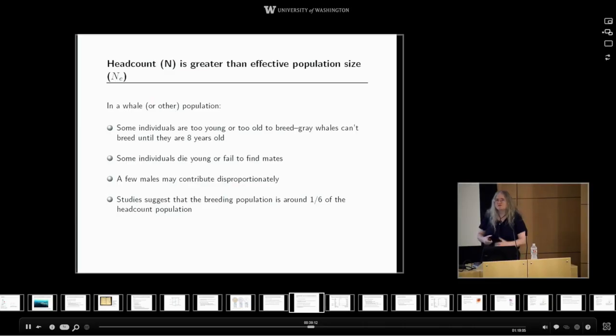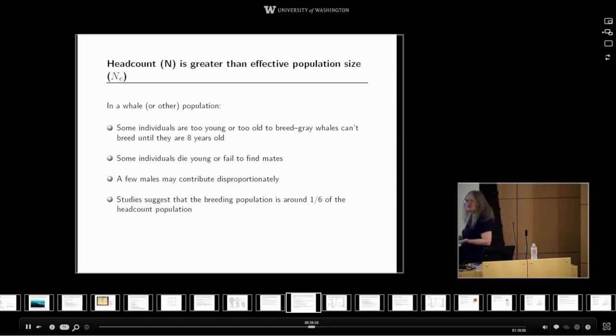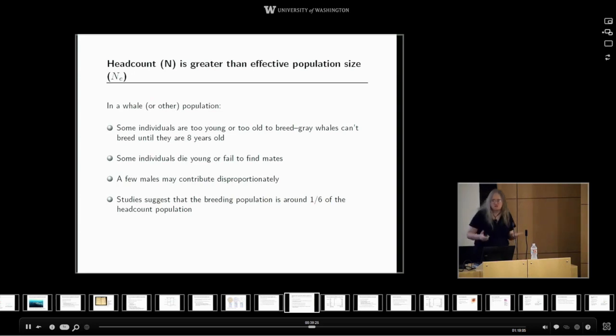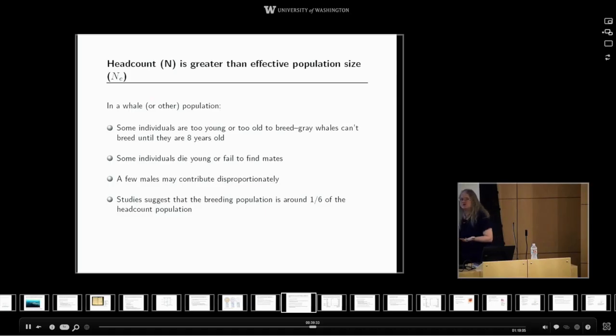Just a quick additional note on why the head count is different from the breeding population size. Well, if you go out and count whales, you're counting some individuals that are too old or too young to breed. They're not contributing to the current breeding population. You're counting some individuals that are fated to die young or fail to find mates. And also, not a great deal is known about gray whales' mating strategies.